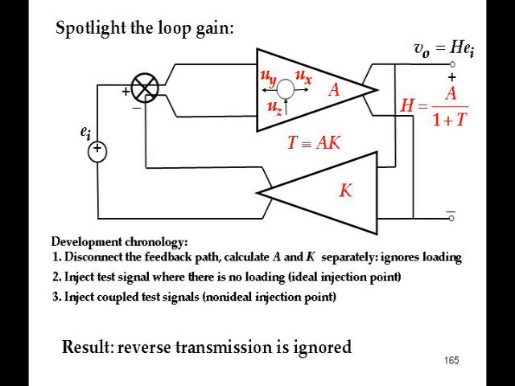You don't want to disconnect the feedback path because that upsets the loading. You inject the signal where there is no loading, which is an ideal injection point, and you have to inject coupled test signals if it's a non-ideal injection point. But still, you don't get the right answers because reverse transmission is ignored still.